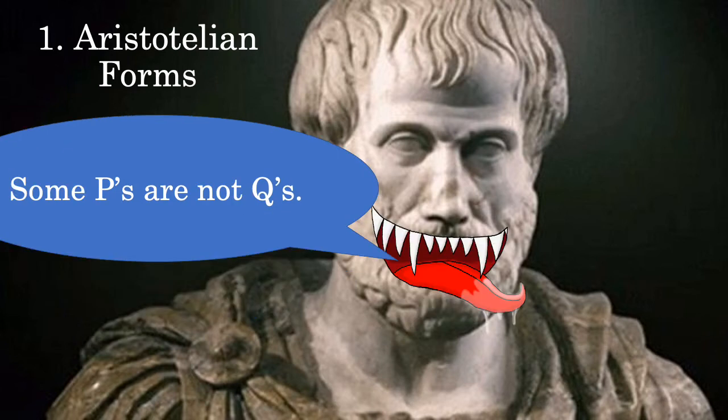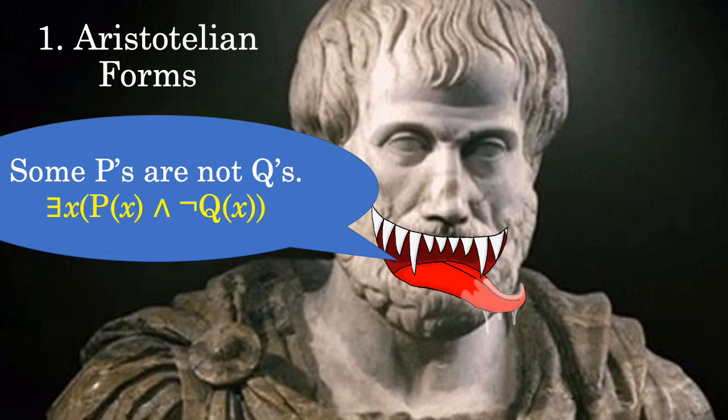The fourth and final Aristotelian form is some P's are not Q's. For instance, some philosophers are not jerks. This is a pretty literal translation given what we've seen before. What we say is there exists an x such that x is a P and x is not a Q.